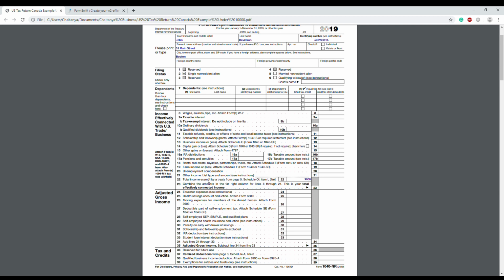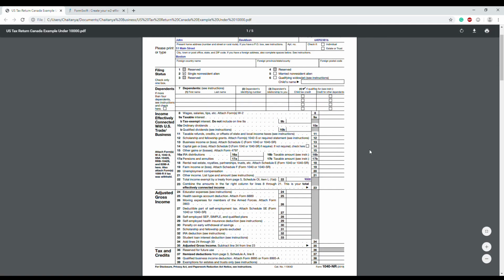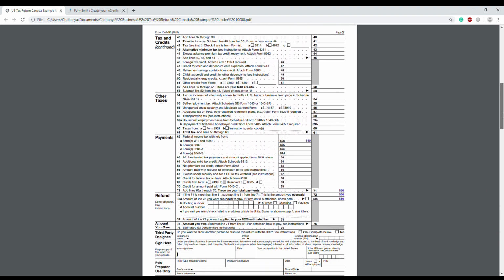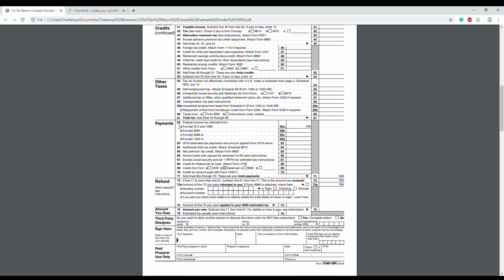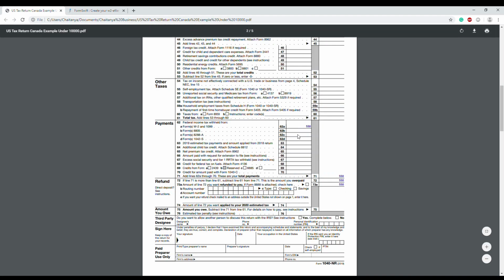It says total income exempt by a treaty from page 5. So here we put in the 9,000 that we see here, and we put it into line 22. Then we keep scrolling down further and further. We don't have to consider any of this until we get to line 62. Here it shows federal income tax withheld from. Now here we see that in our W-2 slip, $550 of our income was withheld by our employer. So we put that amount into line 62A.